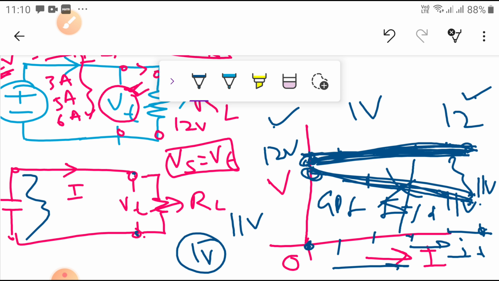But as far as possible, we keep this internal resistance as minimum as possible. That is our aim, but we cannot make it 0. If it were 0, that would be the ideal source, but we cannot get that practically. Okay, now.